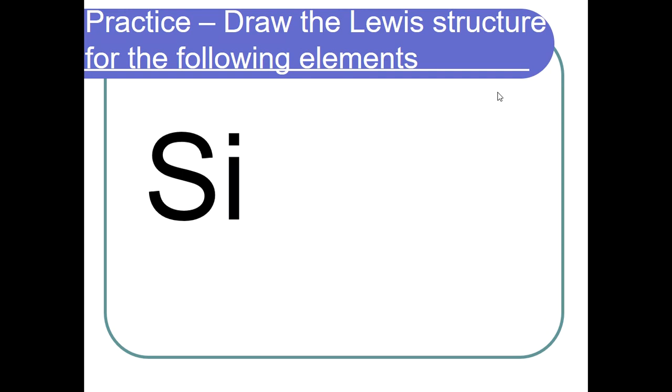If we practiced drawing the Lewis structure for silicon, we would look at our periodic table and say the outermost energy level for silicon is the third one. So silicon has 3s2, 3p2. It has a total of 4 valence electrons. So I would draw one here, one here, one here, and one here for a total of 4.